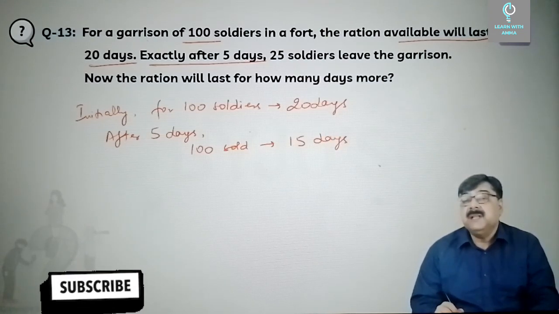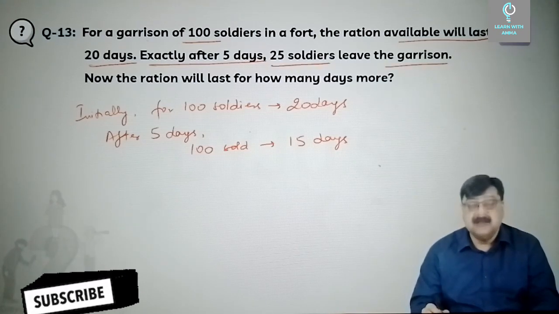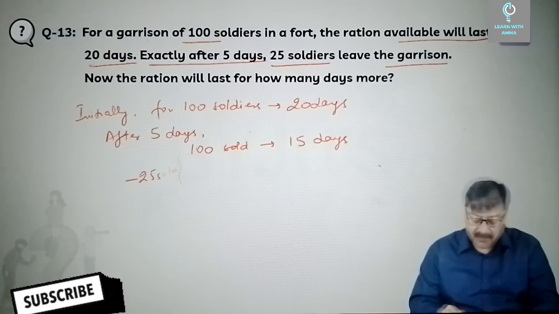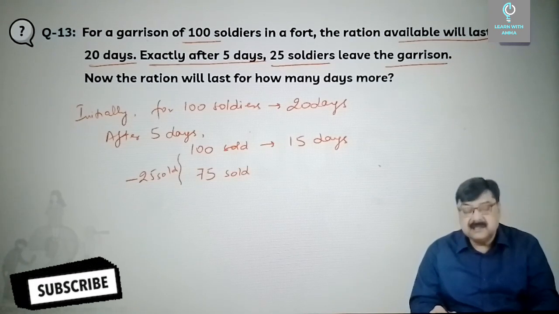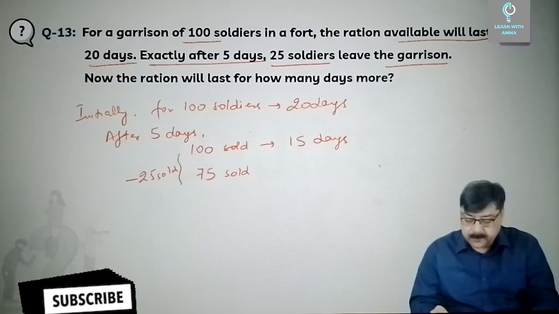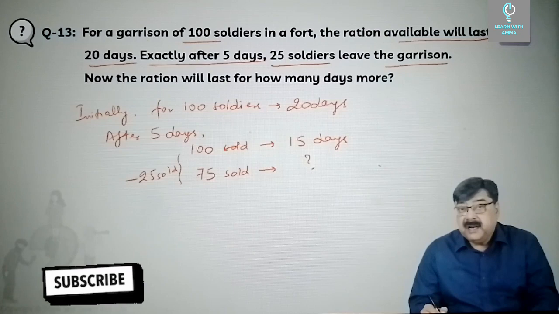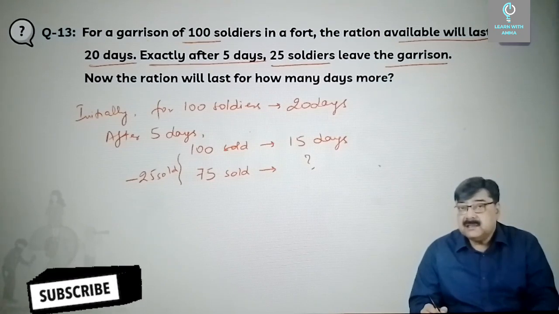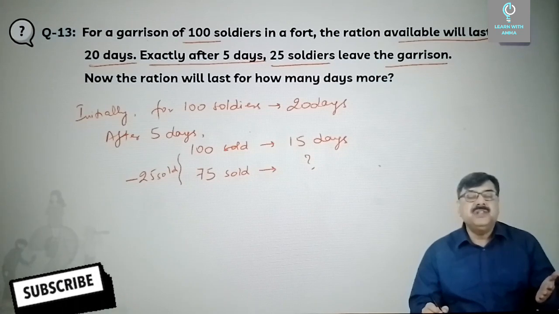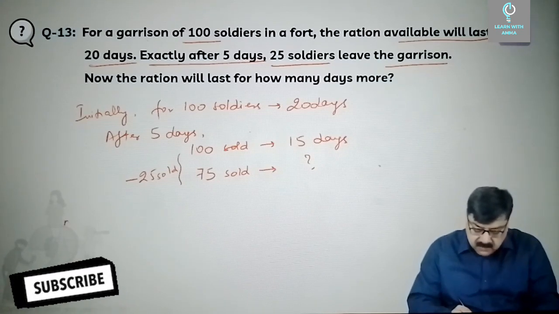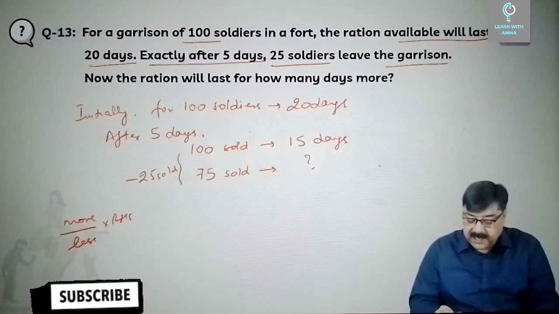But after 5 days, something happened. What happened? 25 soldiers leave the garrison. So minus 25. That means now the number of soldiers left in the garrison is 75. Then for these 75 soldiers, the ration would be left for how many days? More or less? More. Lesser the number of people, they will be able to enjoy the ration for more number of days. So more by less into the RHS is what we are taking here.